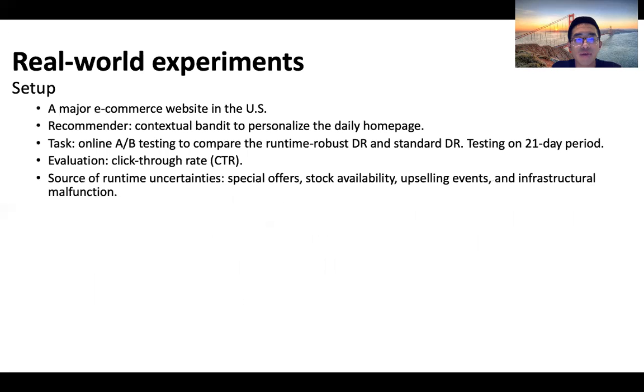Finally, we use a real-world experiment to demonstrate the performance of our method. We use online data from a major e-commerce website in the US. We consider a contextual bandit to personalize the daily homepage. We employ A/B testing to compare the runtime robust doubly robust policy and the standard DR policy over a 21-day testing period. The evaluation metric is the click-through rate. In this case, possible runtime uncertainties include special offers, stock availability, upselling events, infrastructural malfunction, and so on.